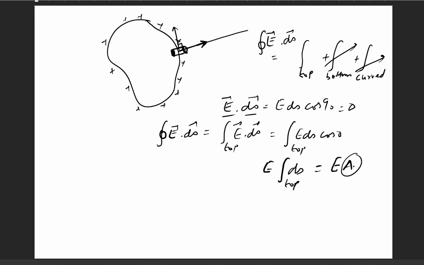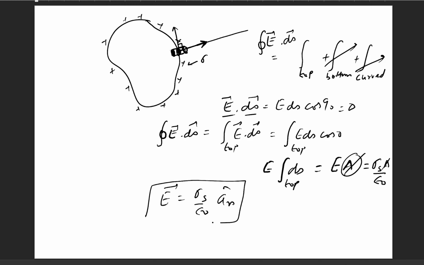Now this is equal to the total charge enclosed. Charge enclosed is just this much. So let us say sigma s is the surface charge density. So total charge enclosed will be sigma s into A, and over epsilon is the Gauss law. So E is simply sigma s by epsilon naught, and direction is the normal direction. In this way, this is the electric field created by a conductor.